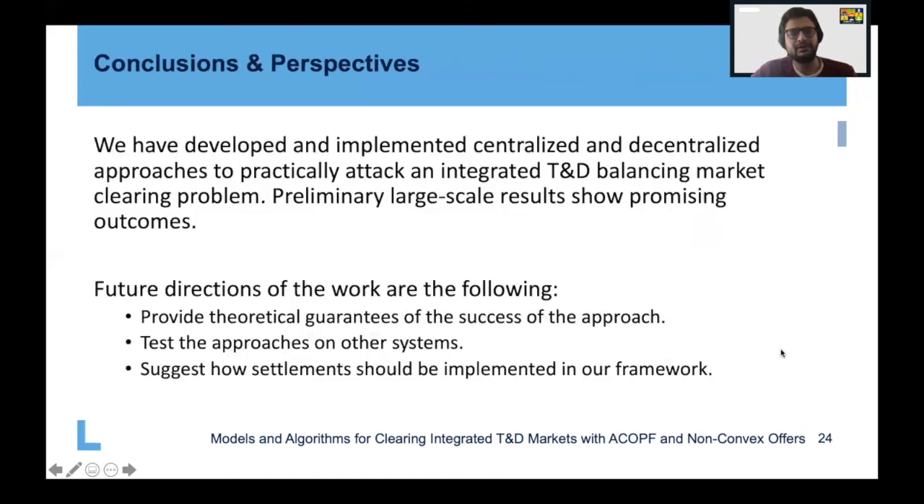That being said, we have developed and implemented centralized and decentralized approaches to tackle the integrated transmission and distribution balancing clearing markets. And the preliminary results show promising outcomes. So future directions of the work will clearly be to provide theoretical guarantees of the success of the approach, also test the approach on other test systems, and finally suggest how settlements should be done in such a framework.